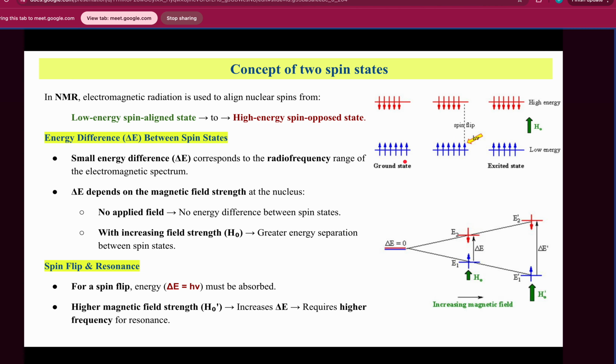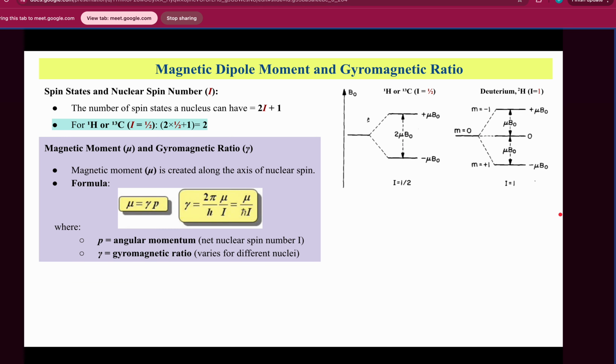In this case, as we have seen, there are two spin states, one low energy state and one high energy state. But it is also possible to observe more than one spin state, as in the case of deuterium, where the nuclear spin value is 1. In such scenarios, the number of spin states is 2 into 1 plus 1, which equals 3. So in this case, we observe 3 spin states.